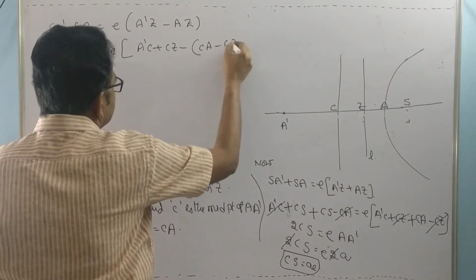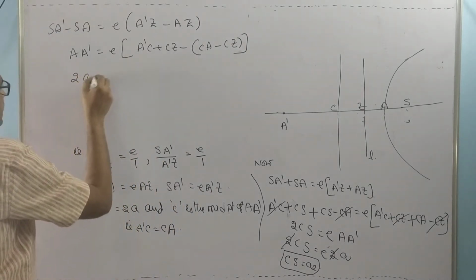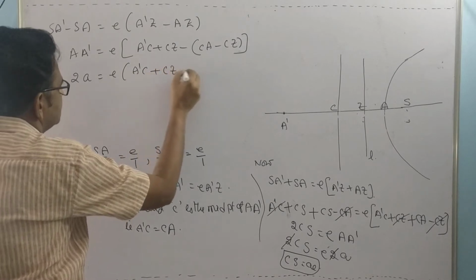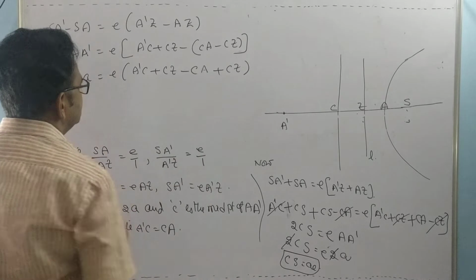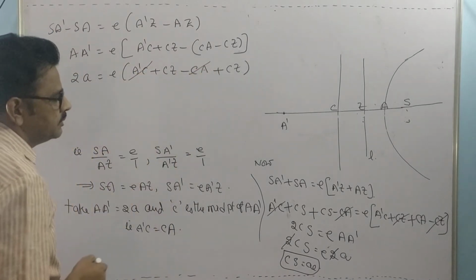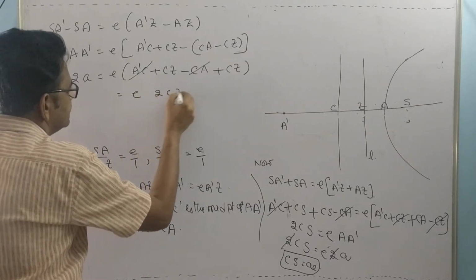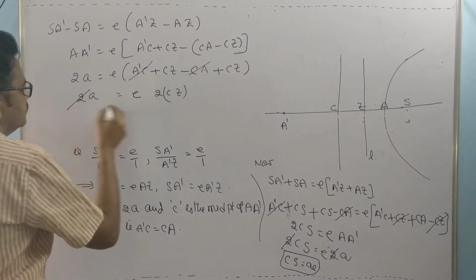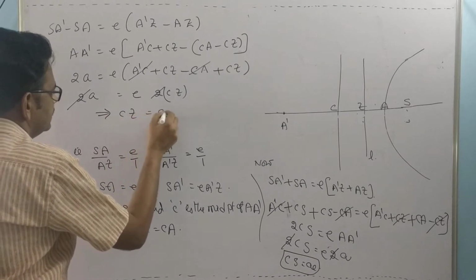So AA dash equal to 2a is equal to e into A dash C plus CZ minus CA plus CZ. A dash C is equal to AC because C is the midpoint. That is equal to e into 2 times CZ. So this is 2a equal to 2e CZ. So 2 gets cancelled, which implies CZ is equal to a by e.